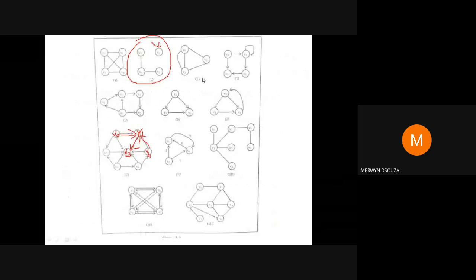So suppose I tell you to write down the number of vertices and edges for this graph. Then you would write the set of vertices as 4. All these 4 are the set of vertices for this graph G2, and the number of edges is just 2, these 2 edges.